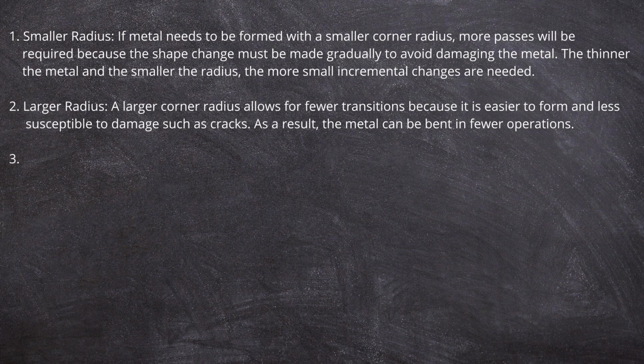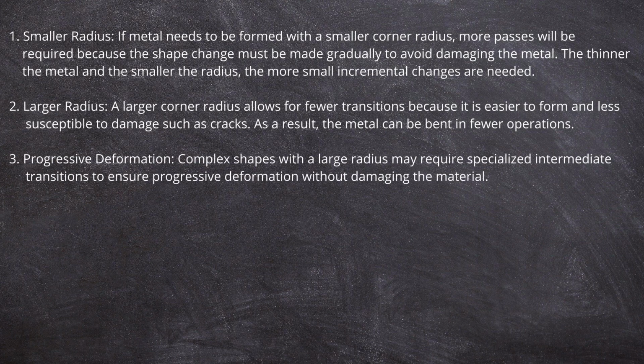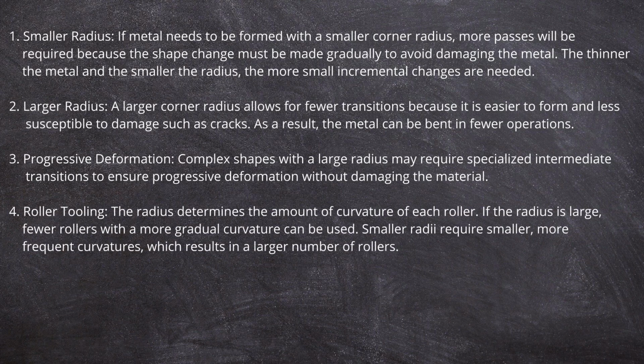3. Progressive deformation. Complex shapes with a large radius may require specialized intermediate transitions to ensure progressive deformation without damaging the material. 4. Roller tooling. The radius determines the amount of curvature of each roller. If the radius is large, fewer rollers with a more gradual curvature can be used. Smaller radii require smaller, more frequent curvatures, which results in a larger number of rollers.